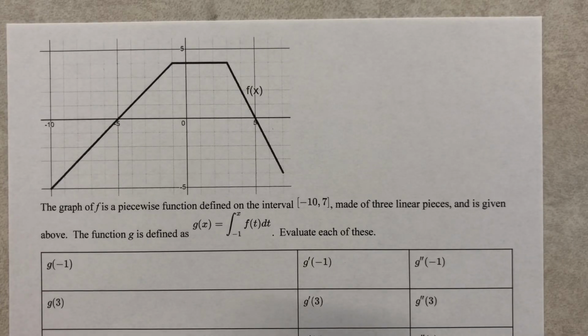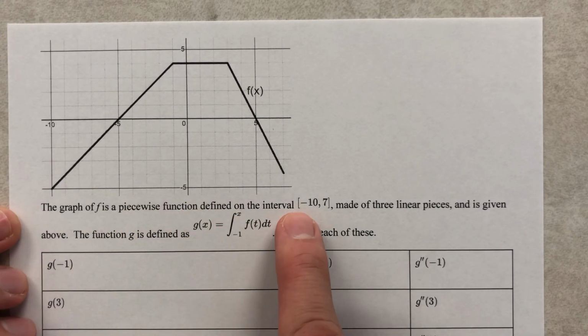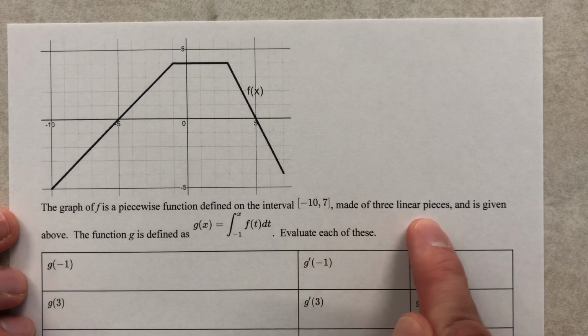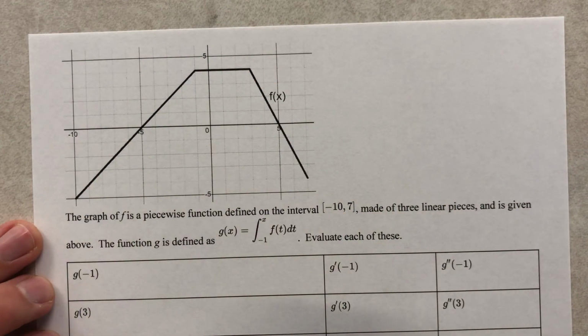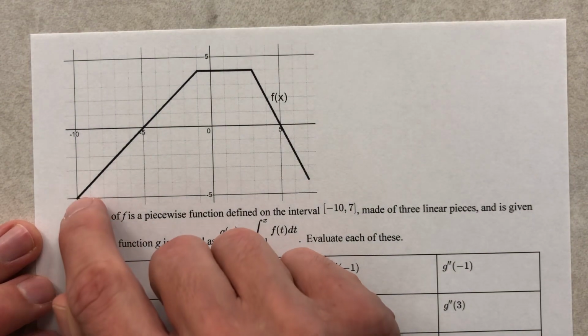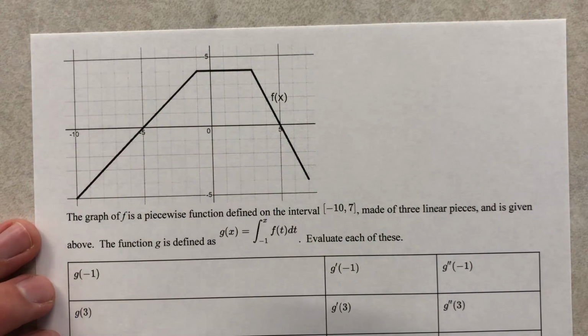We have the graph of f, which is a piecewise function. It's defined on the interval from -10 to 7. It's made of 3 linear pieces. Often, when you are given a piecewise graph or something that you need to interpret graphically, they'll tell you what it's comprised of, just in case they're a little tricky and they're like, nope, it was really a curve. Psych. No, it's a straight line. They said so. And it's given above.